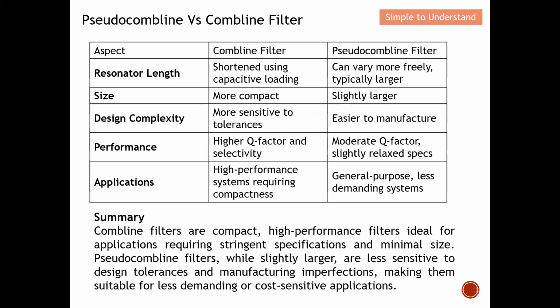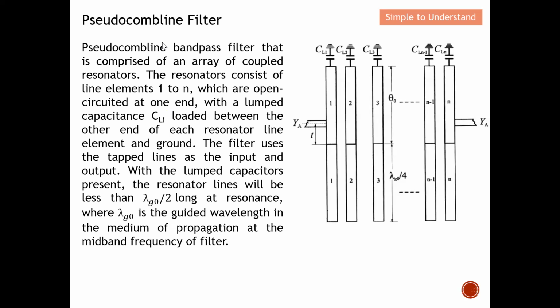So let's take a close look at the pseudo-combline filter. The pseudo-combline bandpass filter comprises an array of coupled resonators. As you can see over here, these are all resonators. The resonators consist of line elements 1 to n, so all the way from 1 to n, these are all the resonators. They are all open circuit at one end.